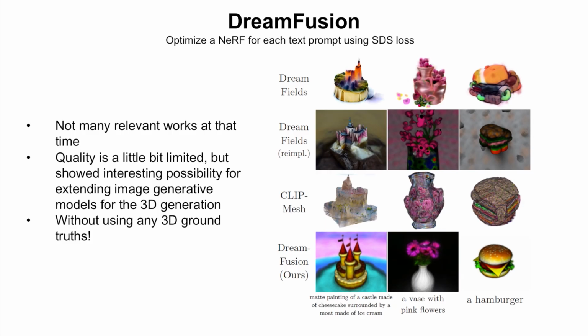So these are comparisons to previous work at that time, 2023. At that time, text to 3D generation was not mature at all, so the image quality is not very good. But the important thing is that they show the possibility of performing 3D generation without using any 3D assets. That is quite an interesting approach, I think. Is anything unclear about DreamFusion?